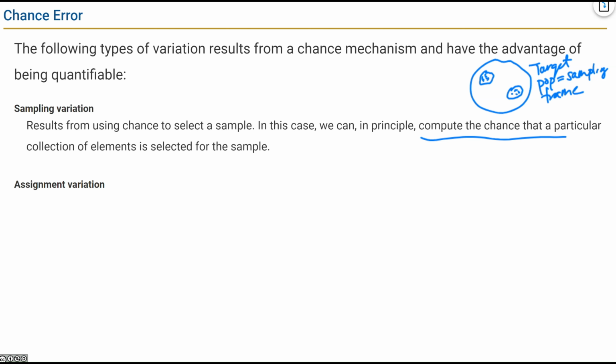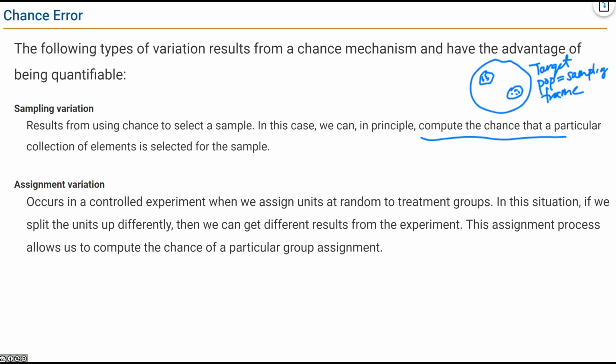Another way we can get chance error is when we are doing a controlled experiment and we're randomly assigning units to a treatment versus control group. And in this case, if we had split up the units differently, we could have gotten different results. Again, if we're doing this in what's called a randomized controlled experiment setup, which we will discuss in future videos, then we will actually be able to quantify our chance error. So that's another one where I'm able to at least quantify how off I might be.